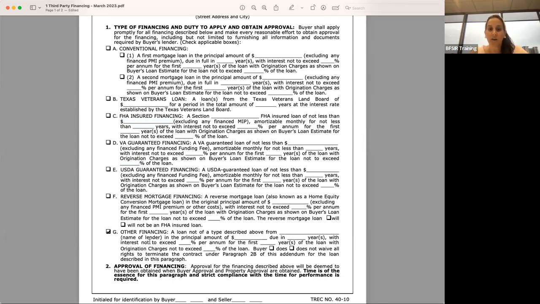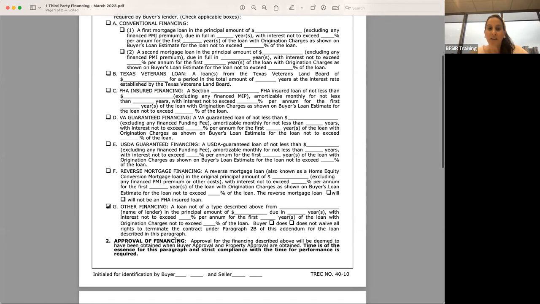This is the new paragraph where it says other type of financing. This is if, like I said, dad is financing it or a hard money lender is financing, just to let the seller know. And then you can say buyer does waive all rights to terminate the contract under paragraph 2B. So basically, if you attach this, you're saying there's no contingencies on the property qualifying, but we're notifying you that we're getting a loan.